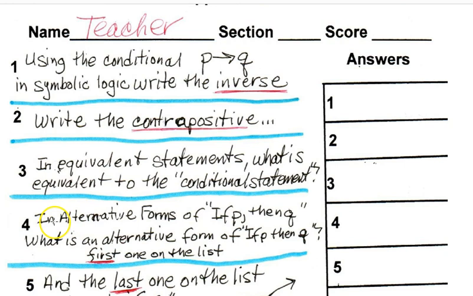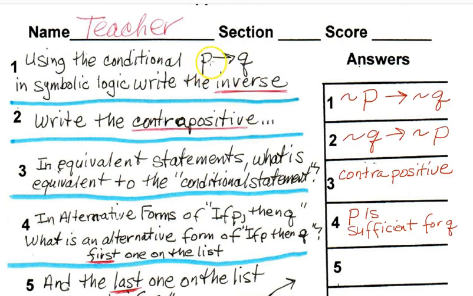And for 4, in alternative form of if P, then Q, what is the alternative form of if P then Q that is first on the list? This should come right out of your notes.